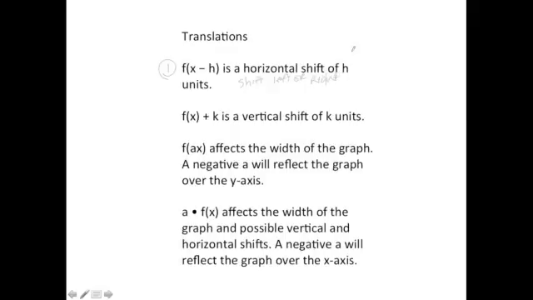This type of translation is going to shift the graph left or right. This type of translation, number 2 right here, is called a vertical translation. It's a vertical shift. This will move your graph up or down along the y-axis. And you will see, we will study each one of these individually.